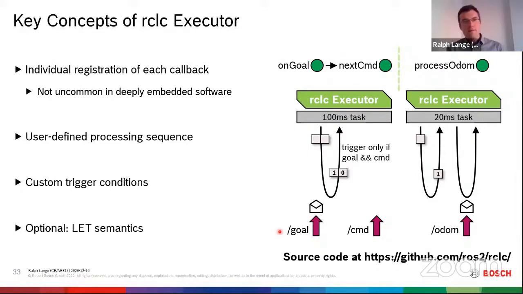The first one, we refined the API to register each callback individually. That sounds a bit complex. However, in deeply embedded software development, it's not uncommon that you think for each function or computable in which task to place it, in which order, and so on. So for the developers, that's quite common. By this individual registration, you can now precisely define a processing sequence. In this case, there are multiple events happening simultaneously. So you can say, for example, on go is always processed before next command.